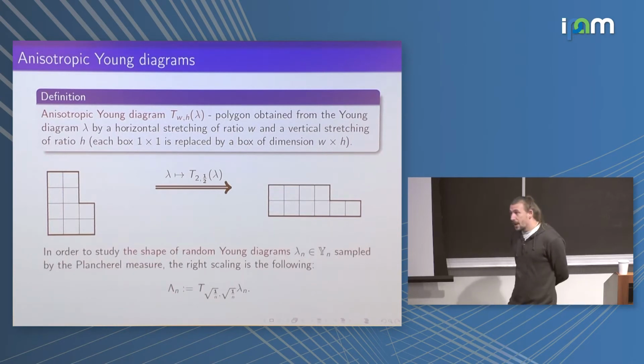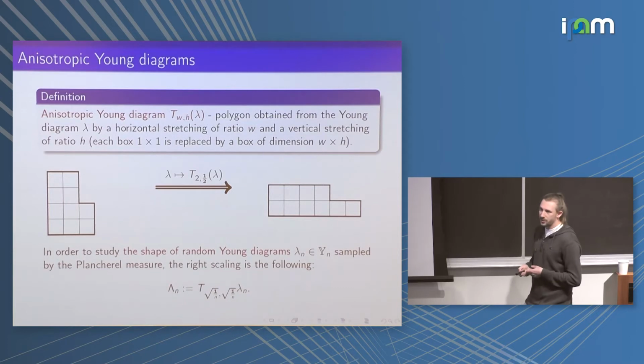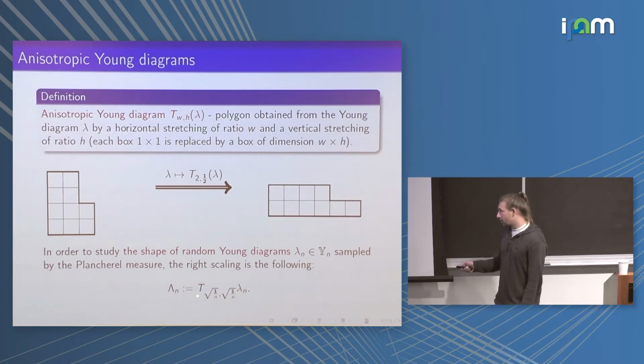So in order to study asymptotic behavior, of course, I have to study rescaled Young diagrams so that I can compare them. So if I want to study random Young diagrams sampled by the Plancherel measure, the right scaling is that I'm just crushing this Young diagram so that its shape is fixed, but its area is equal to 1. So I have to crush it by square root of 1 divided by n.